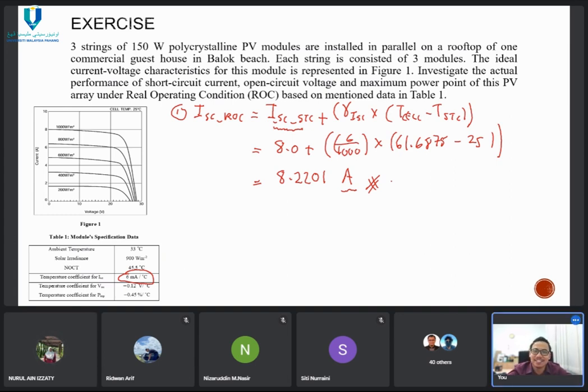Naufal. Ya, sir. Macam mana? Belum lagi. Kenapa belum? Sebab ROC tu. Apa lagi hutang yang ada? Sekarang baru short current. Okay. Next, open circuit voltage. Voltage. Ni tak jawab soalan. Okay. Alright. Betul.